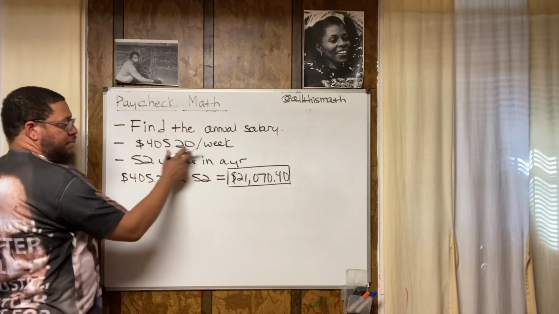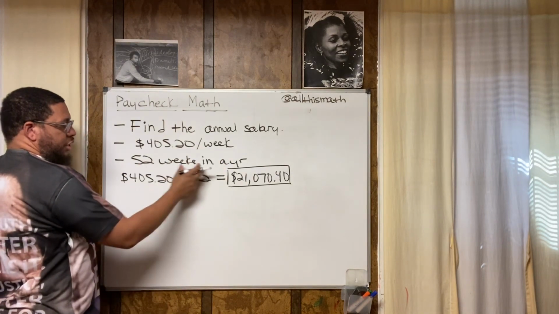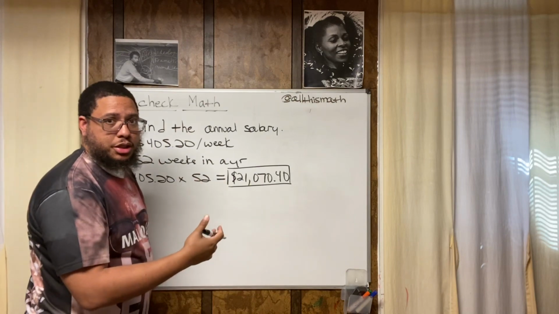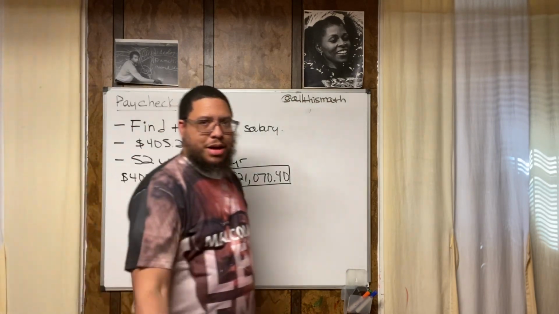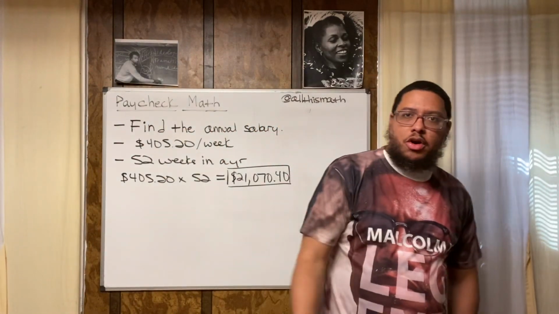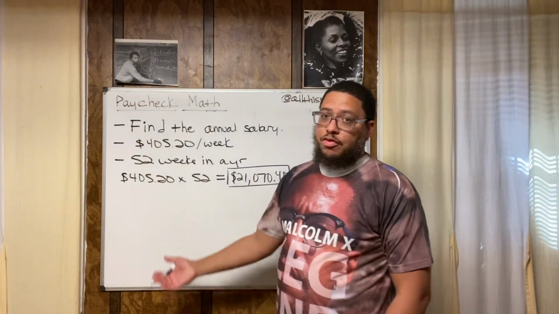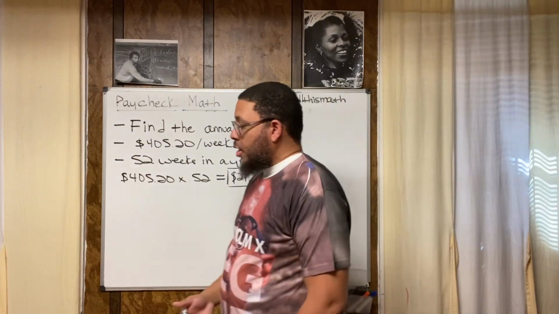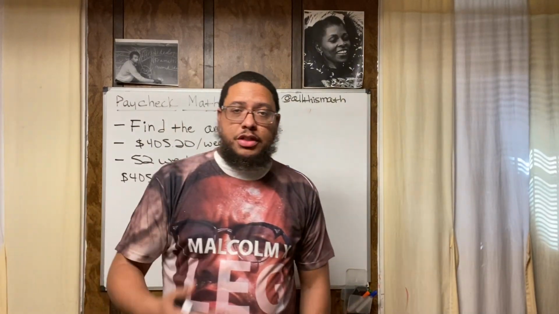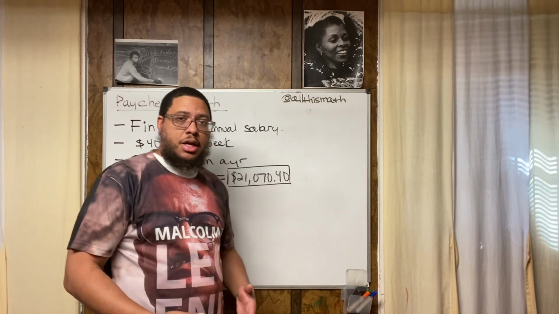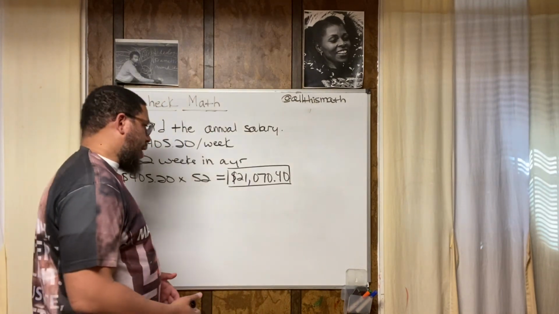If you make this much per week and it's 52 weeks in a year, that's something you got to know. The problem doesn't tell you it's 52 weeks in a year. So sometimes math problems are a little unfair because you got to already bring some information to the table. You got to already know some stuff in order to figure them out, right? So hopefully if your teacher gives you a problem like this, they're giving you the information that you need to bring to the table in order to answer the problem.